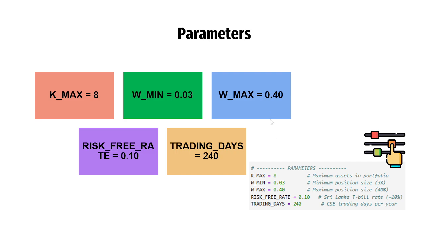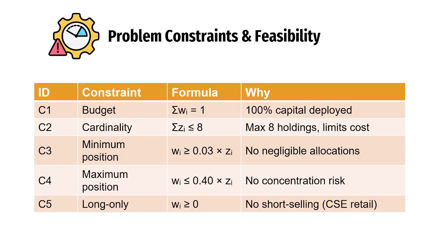Our model has 5 constraints. The budget constraint ensures all capital is invested. The cardinality constraint limits the portfolio to at most 8 stocks. This is the key constraint that makes the problem hard. The minimum position constraint ensures each selected stock gets at least 3%, no negligible allocations. The maximum position caps any single stock at 40% to prevent concentration risk, and we enforce long only.